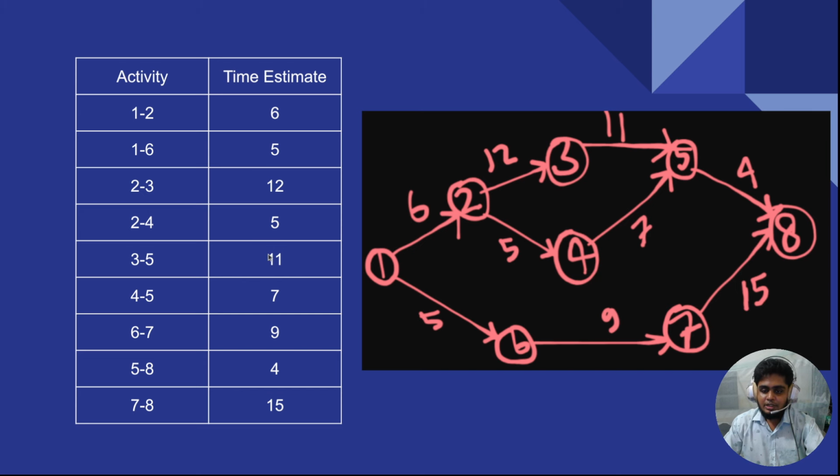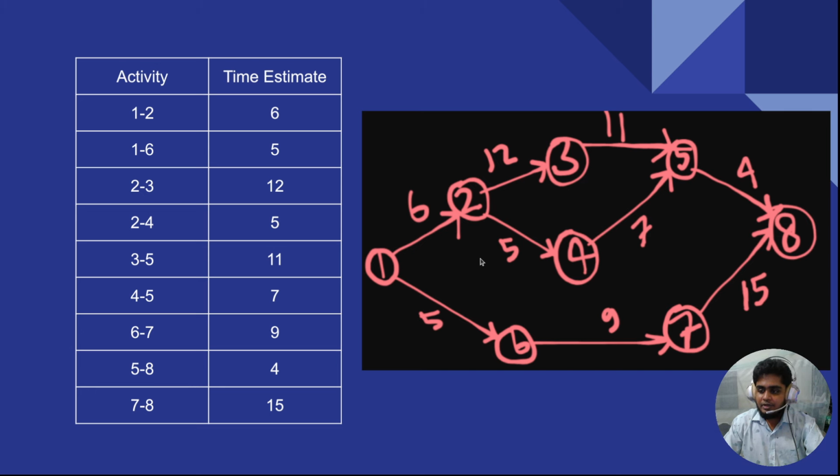3 to 5 is equal to 11. 4 to 5 is equal to 7. 6 to 7 is equal to 9. 5 to 8 is equal to 4. 7 to 8 is equal to 15.